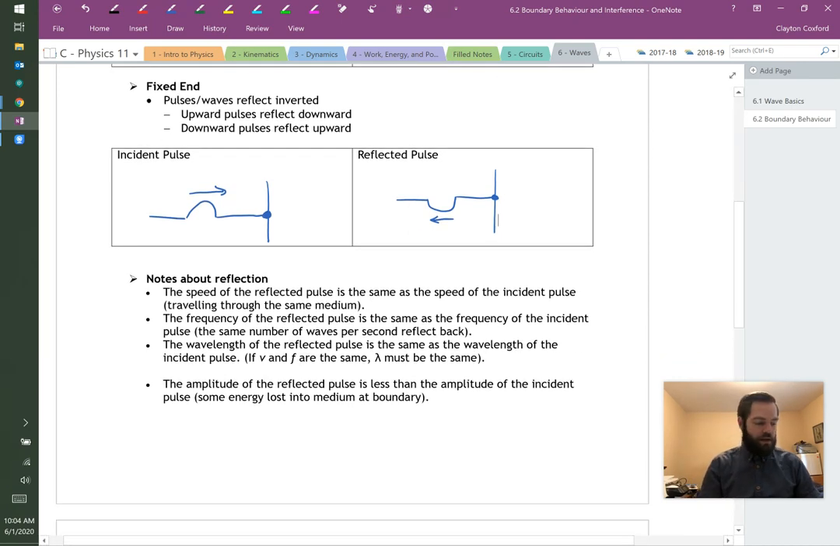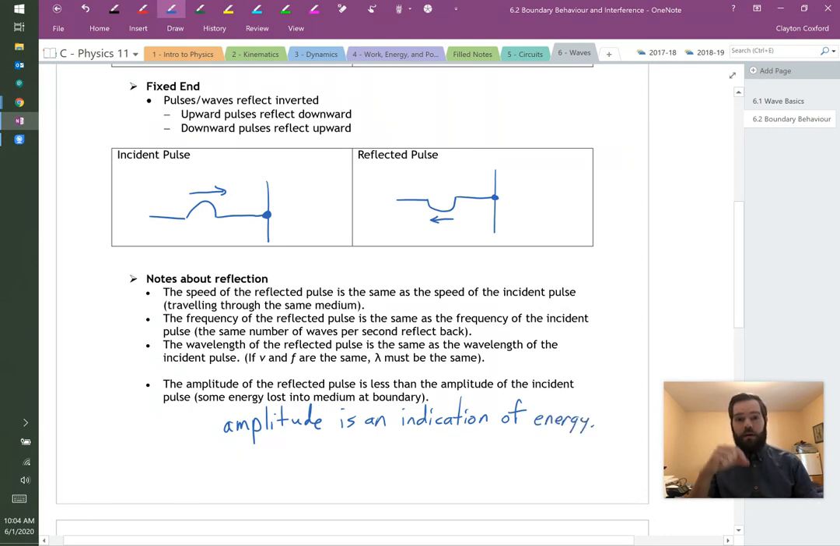And this is because the amplitude of a wave is an indication of how much energy that wave is carrying. Which means a wave with a big amplitude is carrying a lot of energy, and a wave with a small amplitude is carrying a small amount of energy. And so if a wave encounters a boundary with a big amplitude and it rebounds, it reflects, and it has less amplitude, that means that it has less energy. Some of that energy went into the new medium.